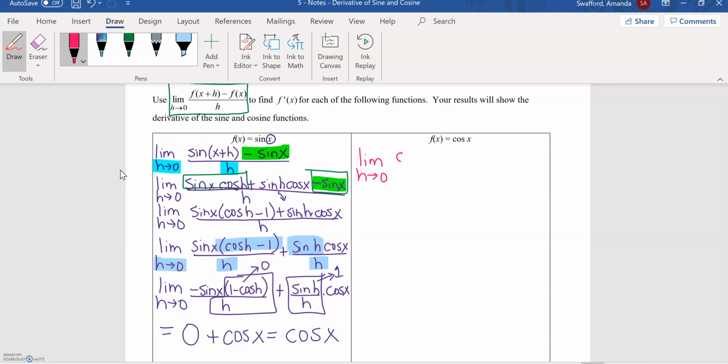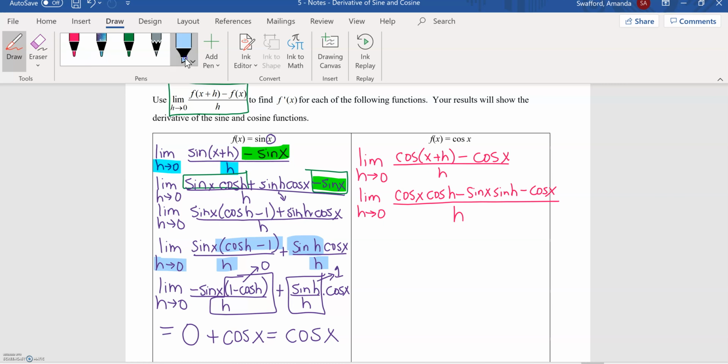Okay, so we're going to do cosine of x plus h minus our function cosine x all over h. That's just applying the limit definition of the derivative. And then we want to take that first term of cosine x plus h and we want to expand it using the identity. So it becomes cosine x, cosine h, minus sine x, sine h, and then I'm going to bring down the minus cosine x all over h.